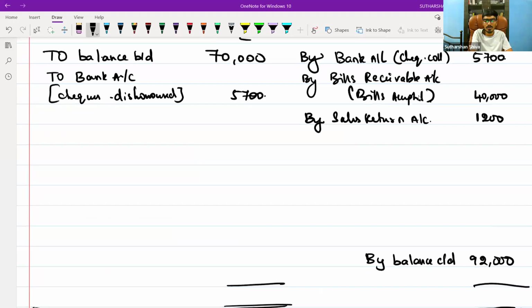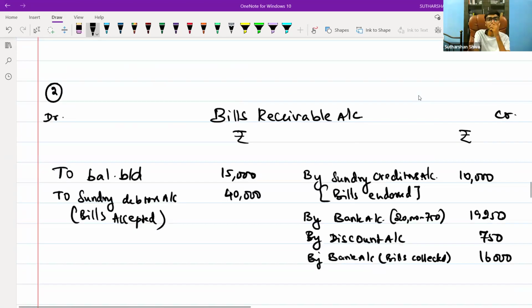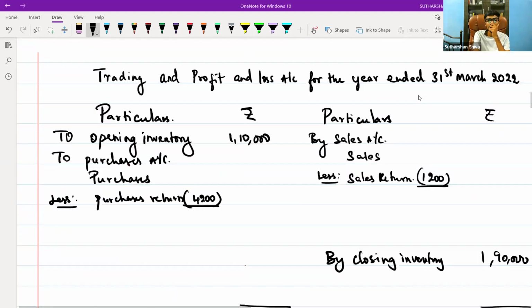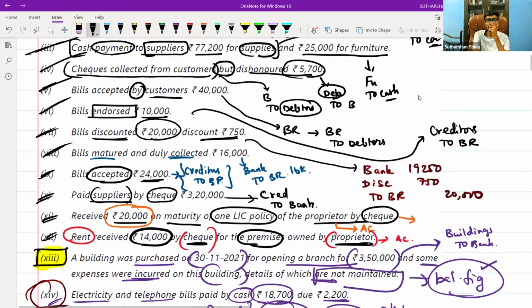Then I will go to my debtors account. What is the journal entry? Discount allowed to debtors, right? I will write down to discount account. The amount is 2400. Then is there any adjustment left?